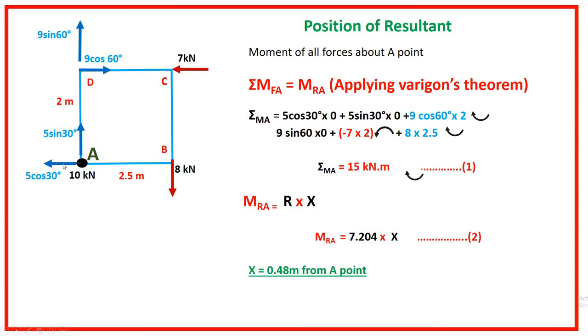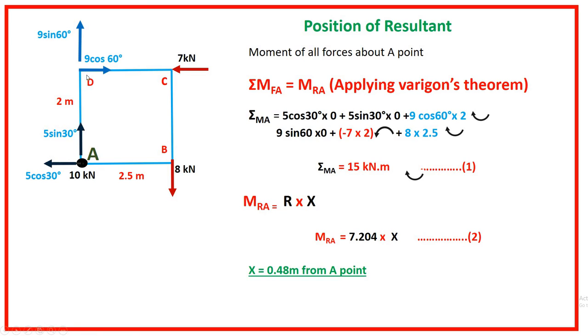Starting with this, remember our reference point is A, so we have to take the moment of all forces about point A. Now tell me, for this force as well as for this force, do we have any moment? And the answer is we don't have any moment of these two forces, because the line of action of these two forces is passing through point A only. So we don't have any moment for these two forces.